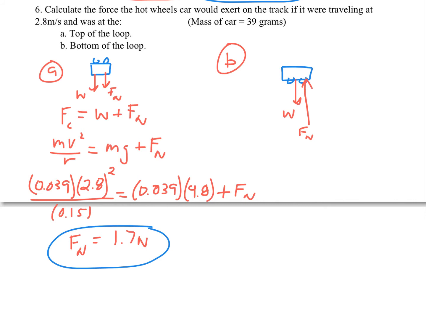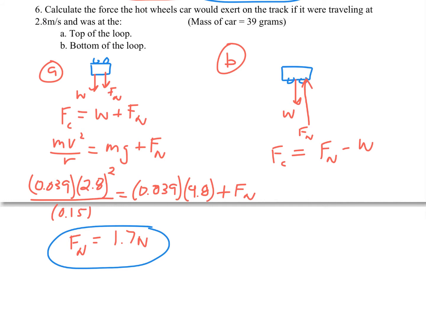And F sub n has to be bigger than W because we have to have a net force towards the center of the circle. In other words, if we look at our net force equation, F sub c is the net force, equals F sub n minus W. That's going to be the hardest part in these problems, is getting this straight here. When it's F sub n plus W, or W minus F sub n, or F sub n minus W.